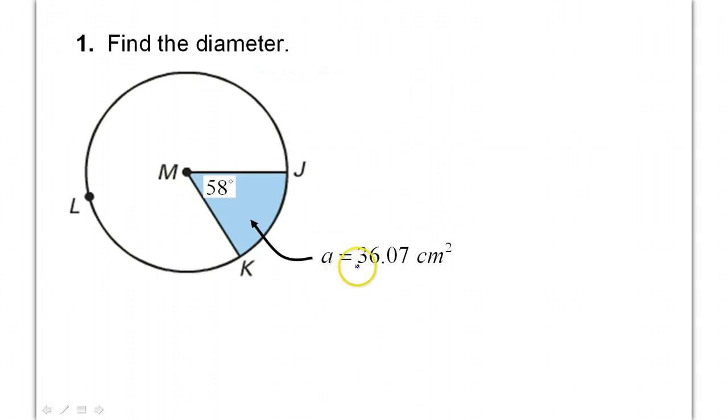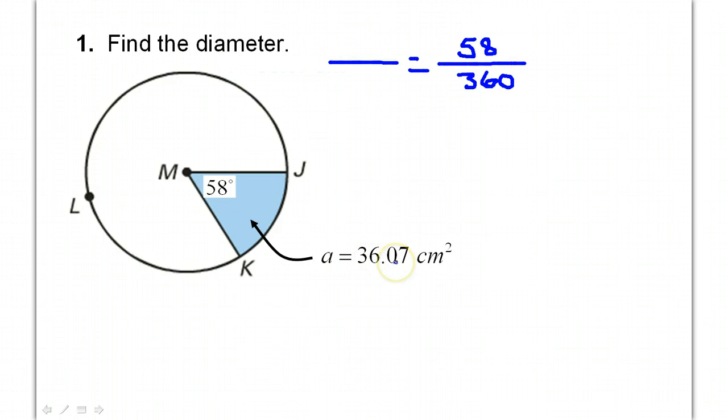Okay, so we are given the sector area. As soon as we see a sector, we are thinking part over whole equals part over whole. Of course, on the degree side, that's going to be 58 over 360. On the area side, 36.07.